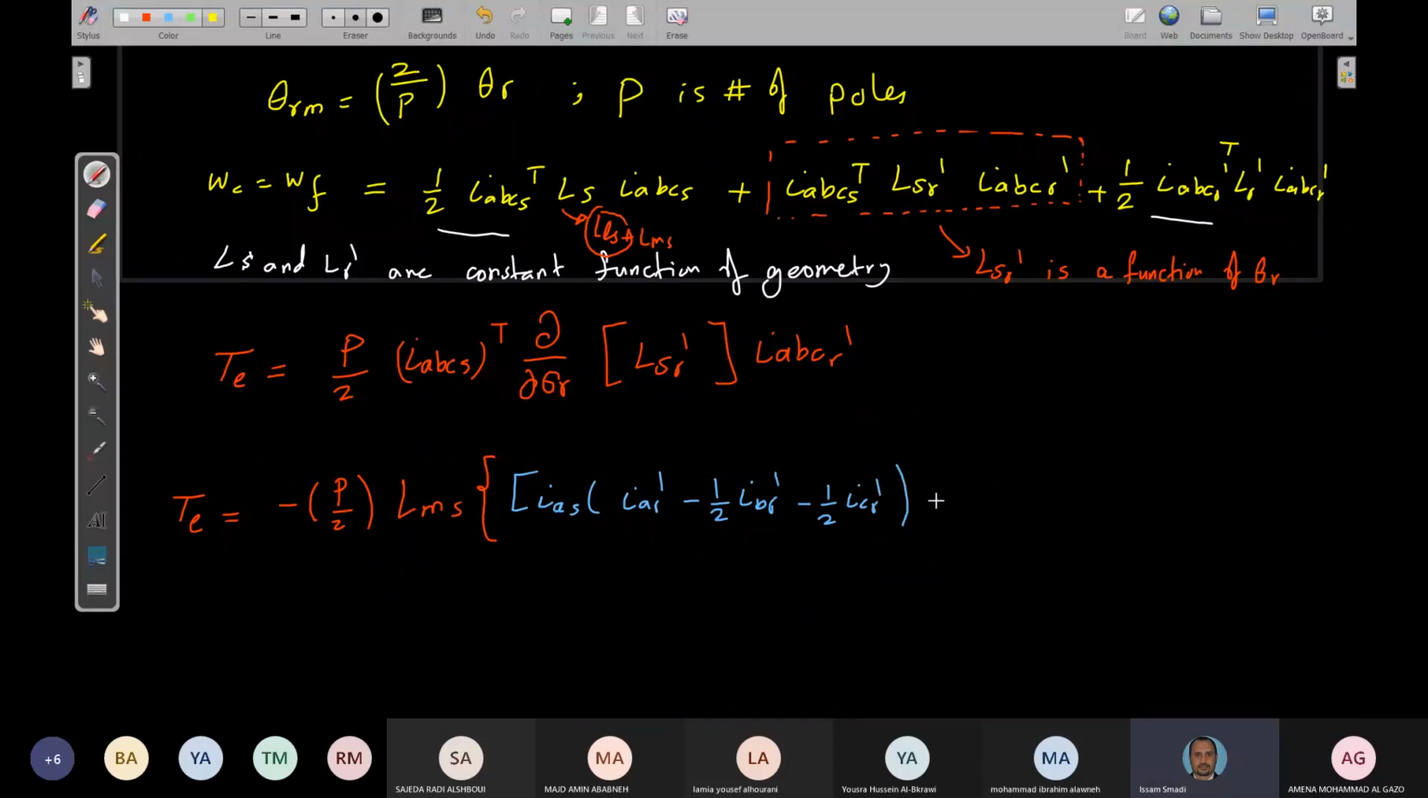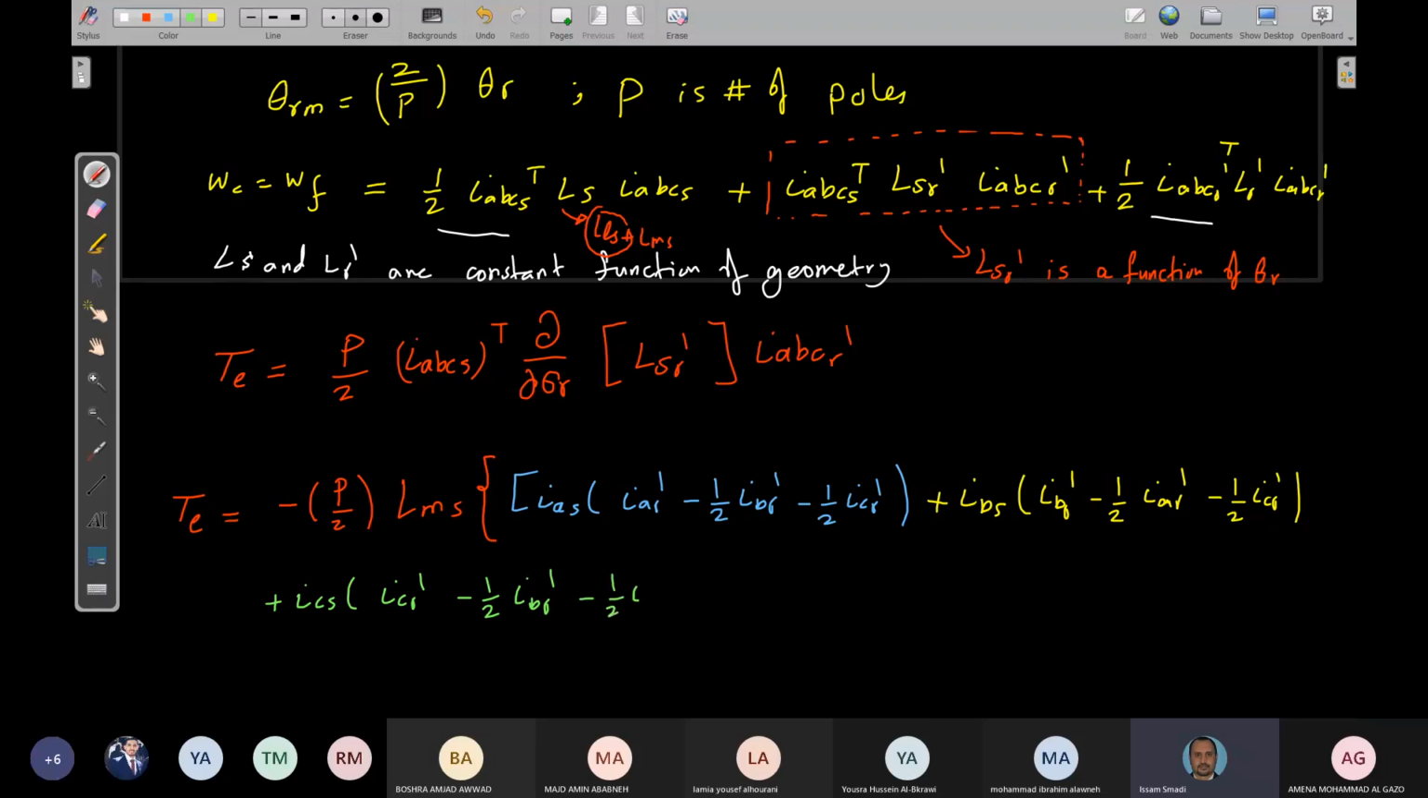Then let's take the second term plus IBS multiplied by IBR dash minus 1 over 2 IAR dash minus 1 over 2 ICR dash, plus ICS, ICR dash minus 1 over 2 IBR dash minus 1 over 2 IAR dash, and we did not finish yet.